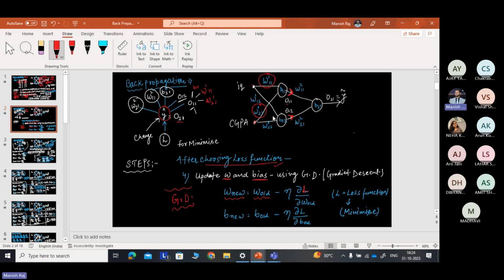Yes, everyone is clear on this. So these are the four steps you will use in backpropagation. Is it clear, how the update happens in this part? Everyone is clear? Yes, sir.